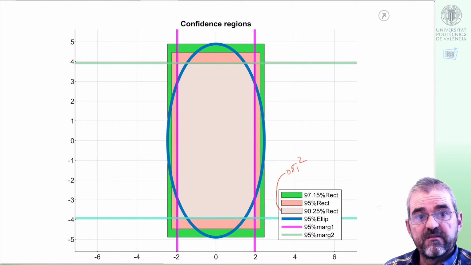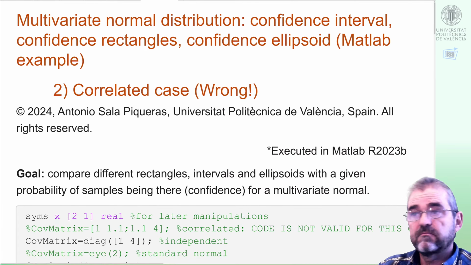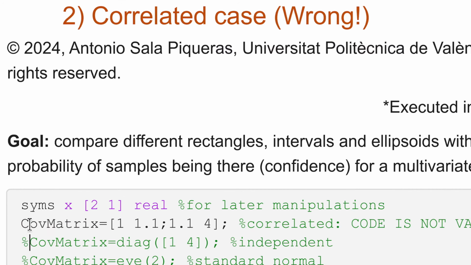and if we wish the 95% rectangle, then we need to expand to the dark pink one. In fact, if we expand until the confidence rectangle is tangent to the confidence ellipse, then the ellipse is 95% and the green rectangle is 97.15%. So now let us consider what will happen if I use a non-diagonal covariance matrix.